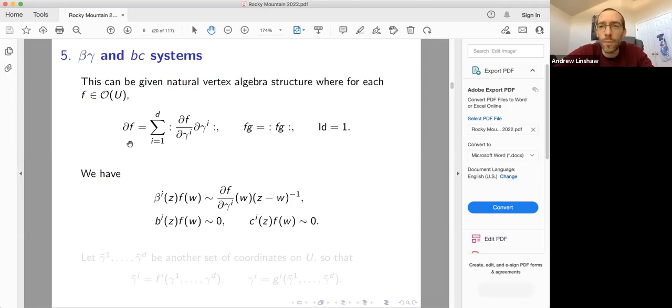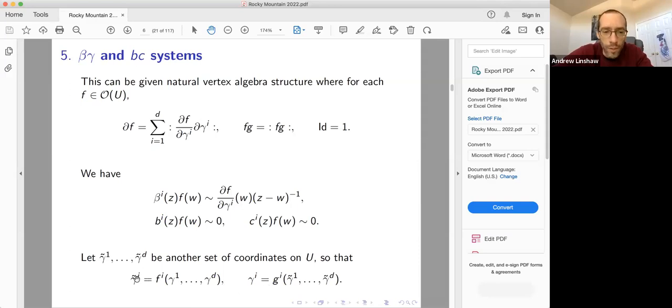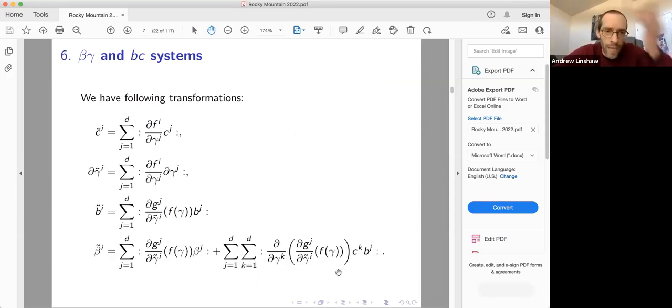So now I have to consider what happens under coordinate changes. Let's say that I have another set of coordinates on U, gamma 1 tilde through gamma d tilde, and I have some changes of coordinates. So gamma i tilde is some function f_i of gamma 1 through gamma d. And then this is the inverse change of coordinates: gamma i is some function g_i of the tilde coordinates. So you can ask what happens to these fields.